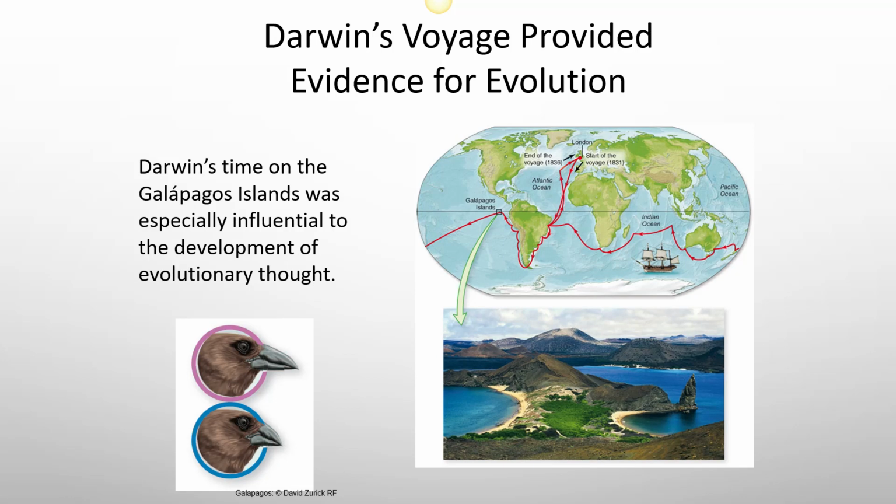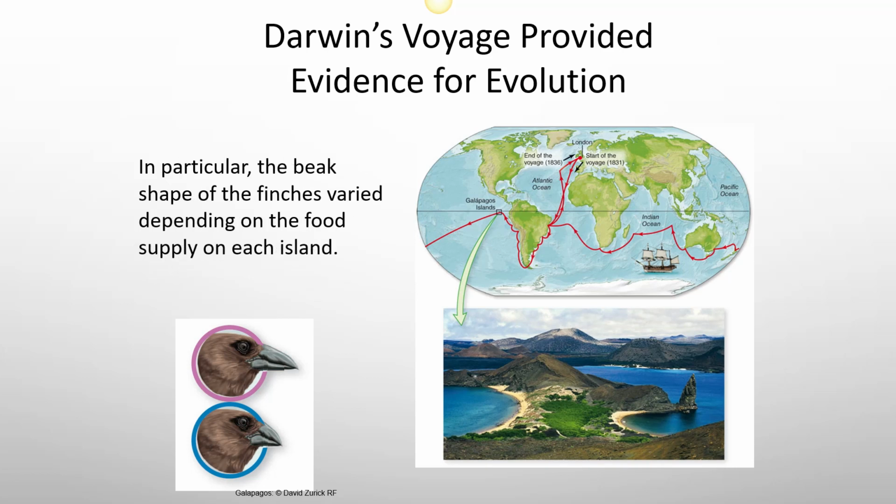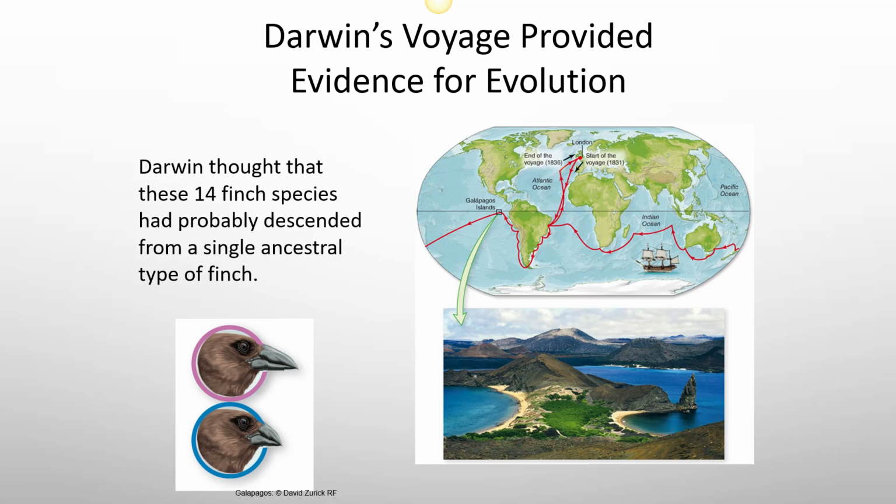Darwin's time on the Galapagos Islands was especially influential to the development of evolutionary thought. He described 14 distinct types of finch, each different from the birds on the mainland, yet sharing some features. In particular, the beak shape of the finches varied depending on the food supply on each island. Darwin thought that these 14 finch species had probably descended from a single ancestral type of finch.